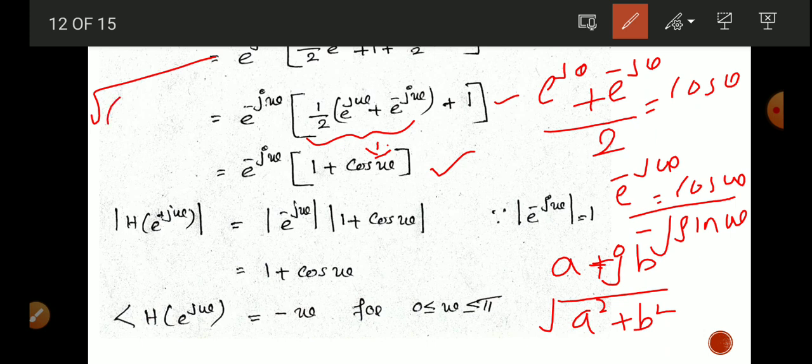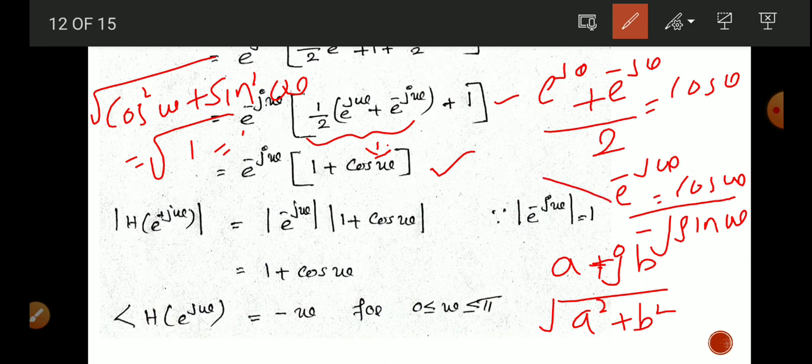So the magnitude of e raised to minus j omega is root of cos square omega plus sin square omega. We all know cos square omega plus sin square omega equals 1. So root of 1 equals 1. That's why we got the magnitude of e raised to minus j omega as 1. Then what remains is 1 plus cos omega. So magnitude of h of e raised to j omega equals 1 plus cos omega.